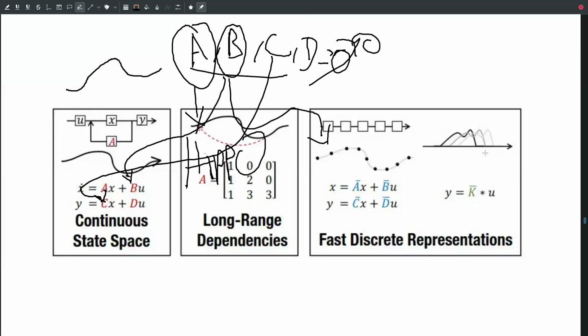If you know about control theory, you are controlling the factor of the input, let it be U, into some kind of kernel. I'll come to the kernel soon. So first thing, you initialize parameters. Second thing, you discretize them.